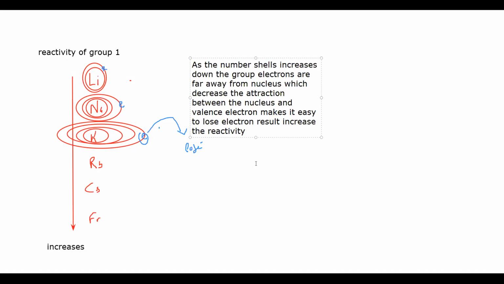So as the number of shells increases down the group, the electrons are far away from the nucleus, which decreases the attraction between the nucleus and the valence electron, making it easy to lose an electron, resulting in increased reactivity. That's why as we go down the group, the reactivity increases. Is it clear?